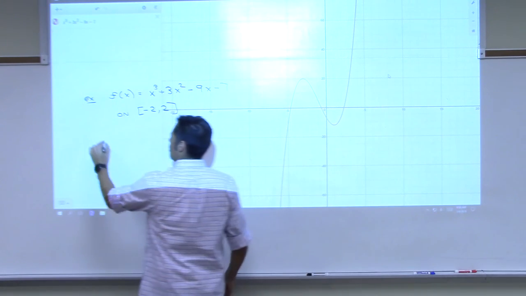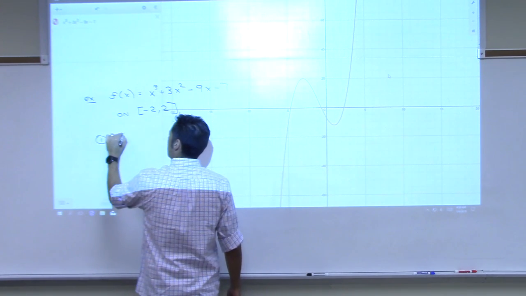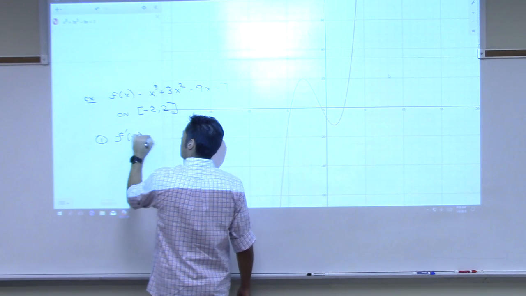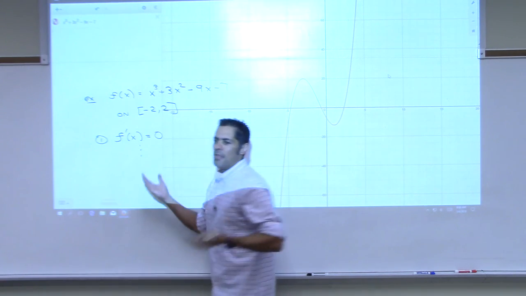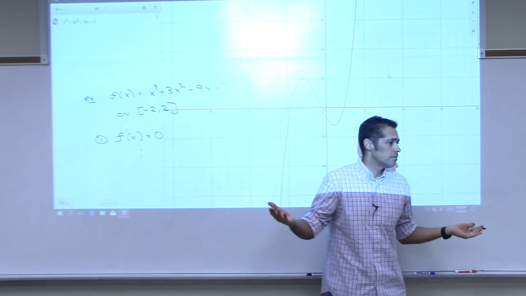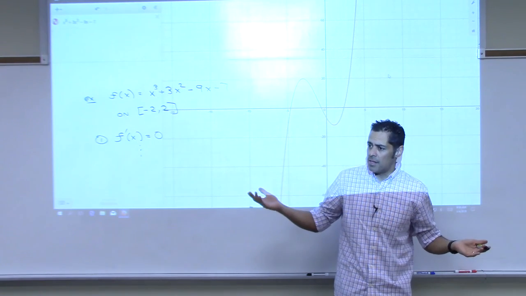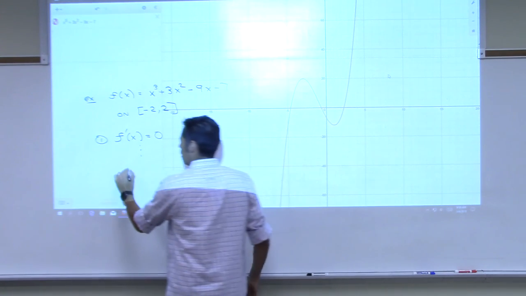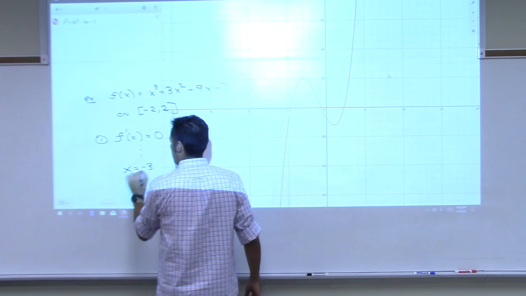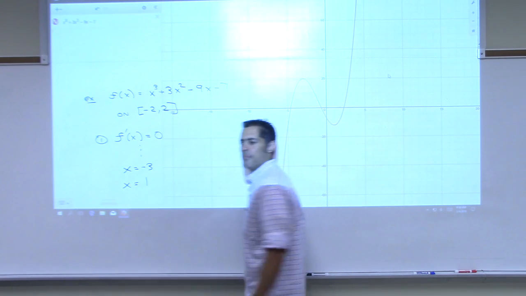Well, we would still go through and we would set the derivative equal to 0, wouldn't we? And that would give us the same 2 answers, because that work would be identical. And what were our 2 answers? Negative 3 and positive 1, right?